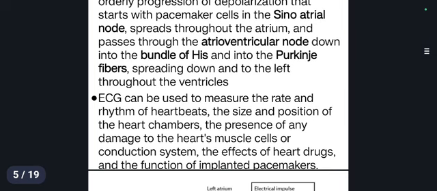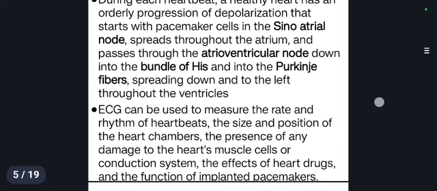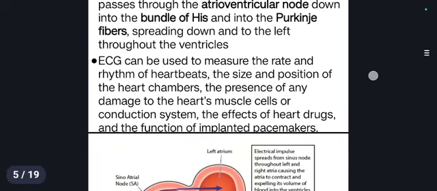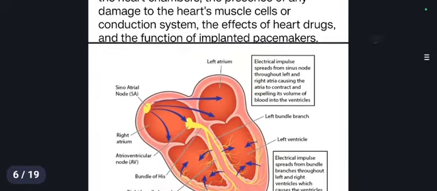ECG can be used to measure the rate and rhythm of the heartbeats, the size and position of the heart chambers, the presence of any damage to the heart muscle cells or conduction system, the effects of heart drugs, and the function of an implanted pacemaker. These are the conduction system pathways: SA node, AV node, bundle of His, right and left bundle branches, and Purkinje fibers. These impulses spread through the heart, and the heart begins to contract and pump blood to all parts of the body.